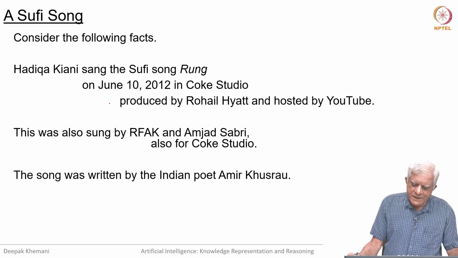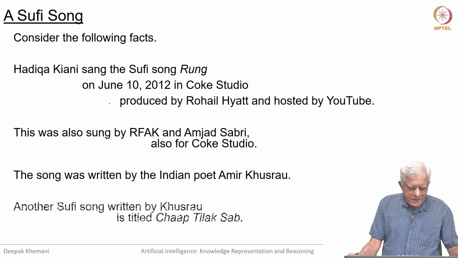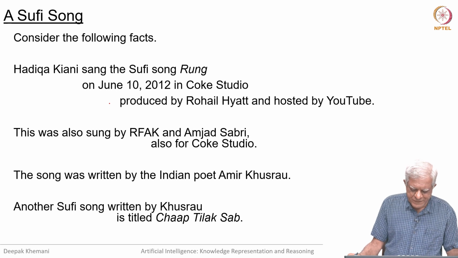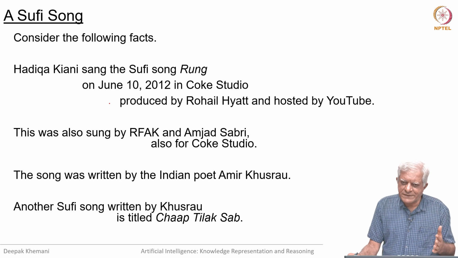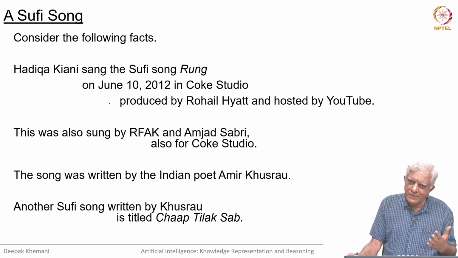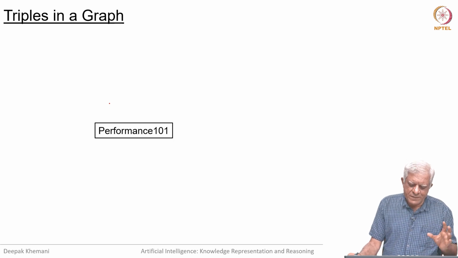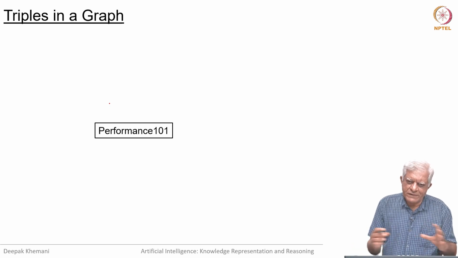The song was written by the famous Indian poet Amir Khusro. Another Sufi song written by Khusro is titled Chhap Tilak Sab Chhini. I have written only the first 3 words from there. So, how do we represent this in the new format that we are devising? Again, we start with an abstract entity called performance. Let us call this performance 101 and we will link everything to that.